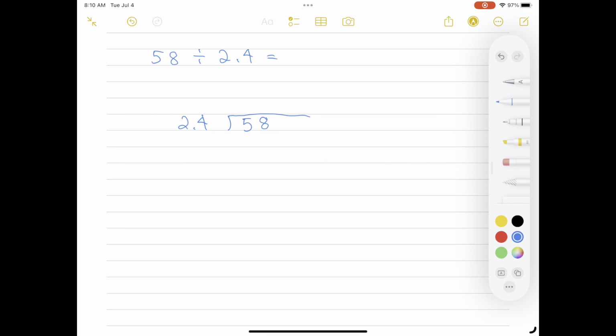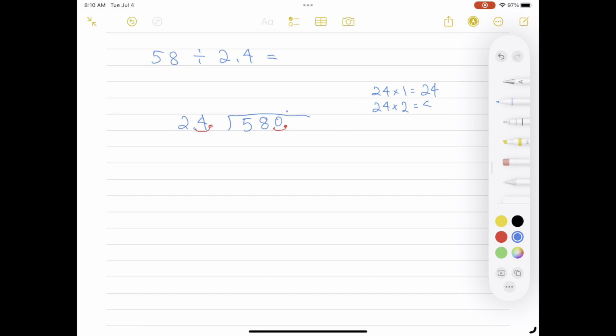And now we need to move the decimal point on 2.4 over 1 place to make it a whole number, 24. Then we also need to move the decimal place over 1 place on the dividend. So 58 becomes 580. And bring up the decimal point onto the quotient line so that it matches where the decimal point is on the dividend. Now we're doing 580 divided by 24.